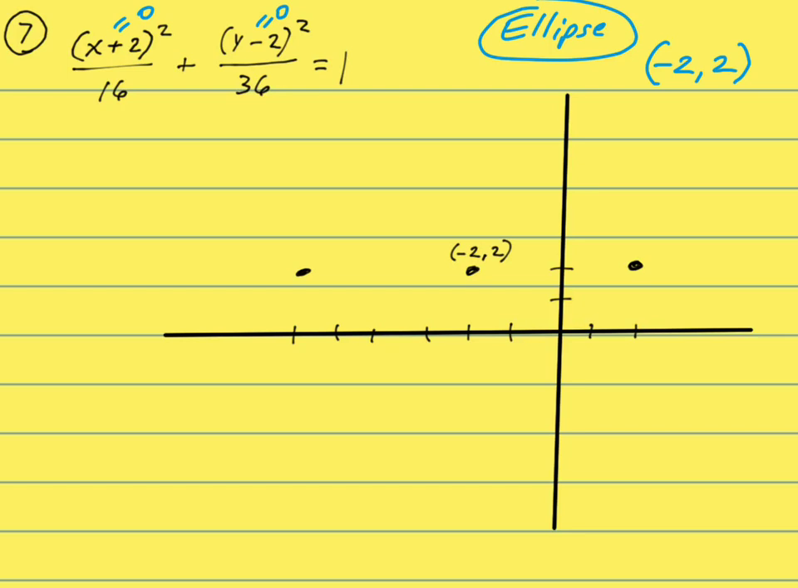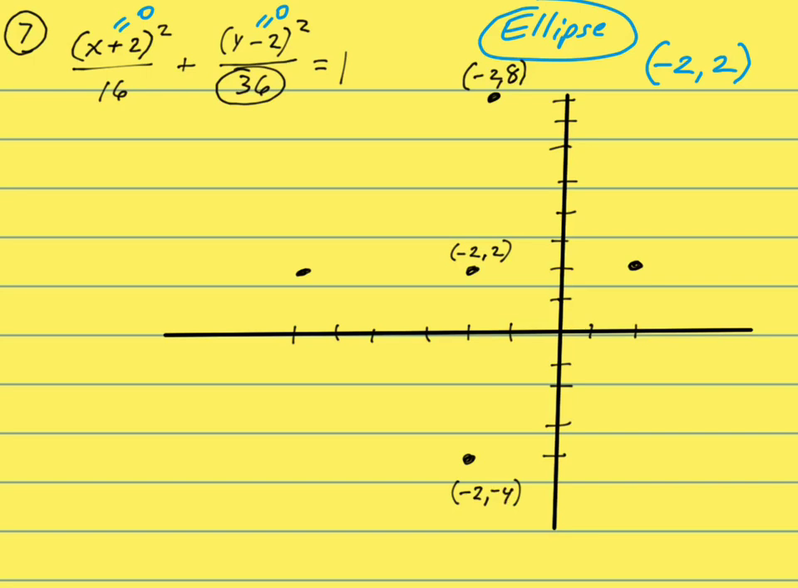Now, under the y is a 36. That is 6 squared. So how far in the y direction? 6. 1, 2, 3, 4, 5, 6. So that'd be up here. 1, 2, 3, 4, 5, 6 would be down here, right? And that would be -2 something else. This would be -2. If you went up 6, I think that's 8. If you go down 6, I believe that's -4.